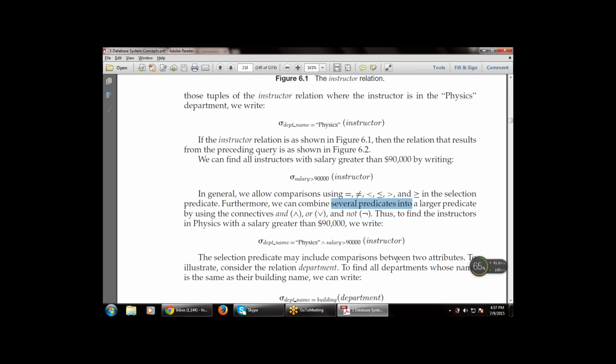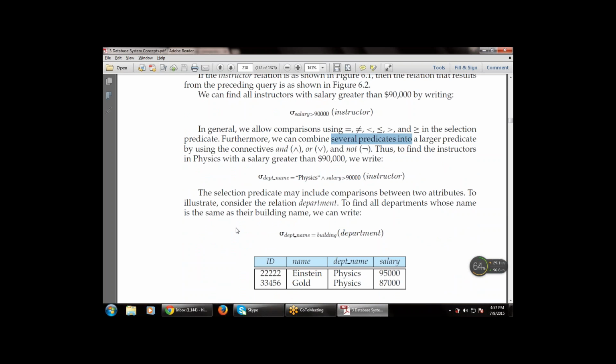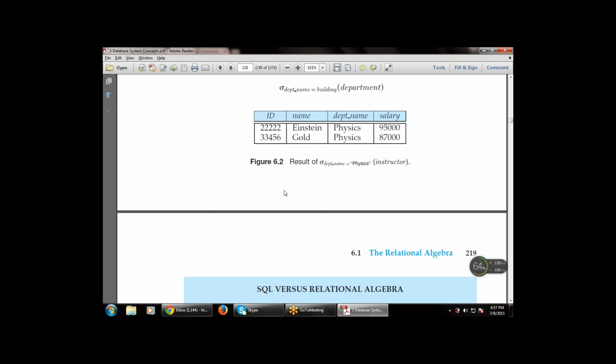The selection predicate may include a comparison between two attributes. What are the various comparisons between the attributes? To illustrate, consider the relation department, to find all departments whose name is the same as their building name. Whatever the department name is, it is equal to the building in the department. So to find all the departments whose name is the same as the building name, we write sigma department name equals to building, department. This is the result of sigma department name equals to physics, instructor. This is for the physics purpose.